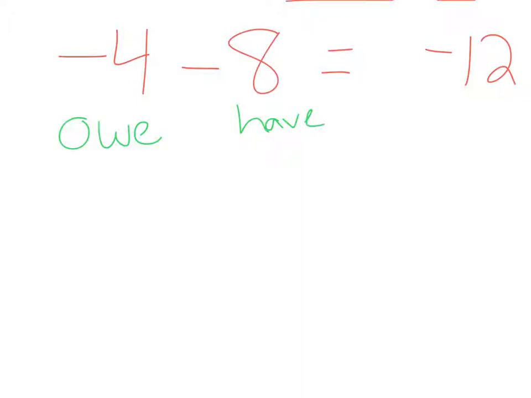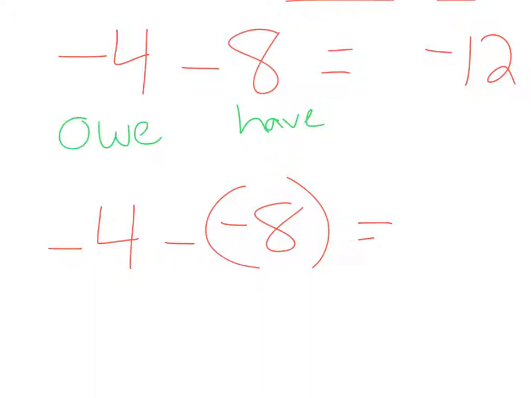But what happens is a little bit different if I were to give you this instead. If instead of minus 8, I have minus negative 8, this is going to be a completely different answer. My answer here is actually going to be, oh, no, not negative 4. It's going to be positive 4.